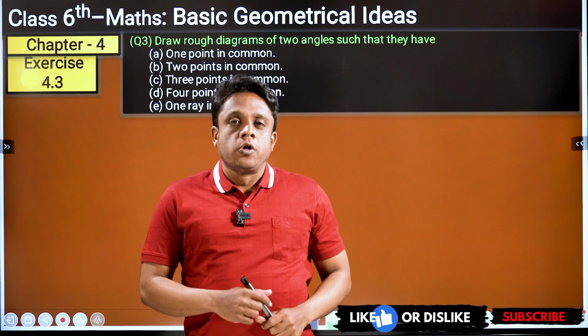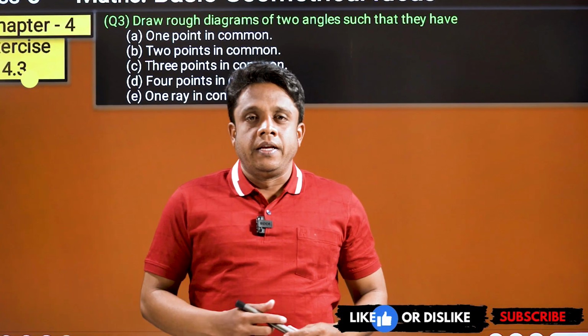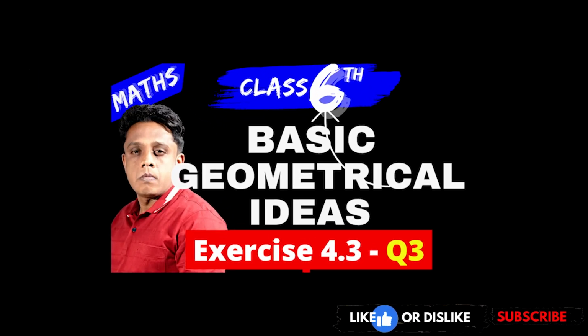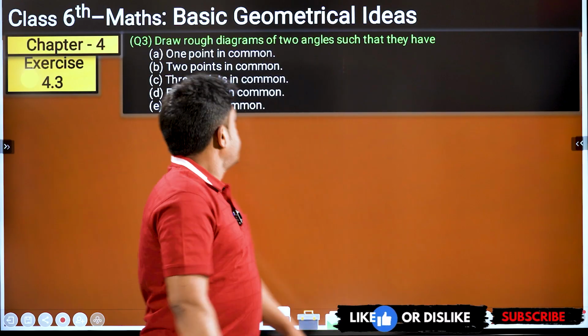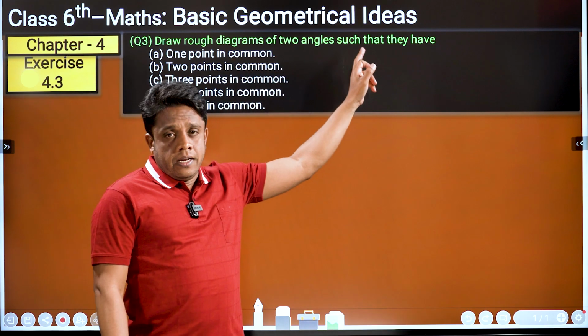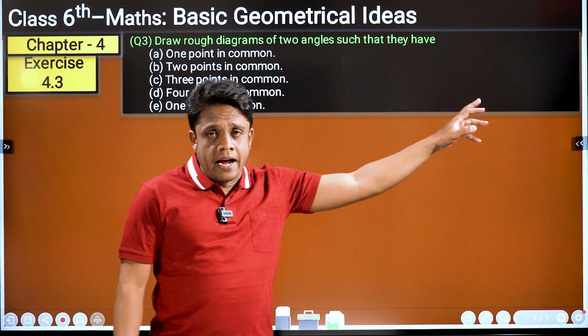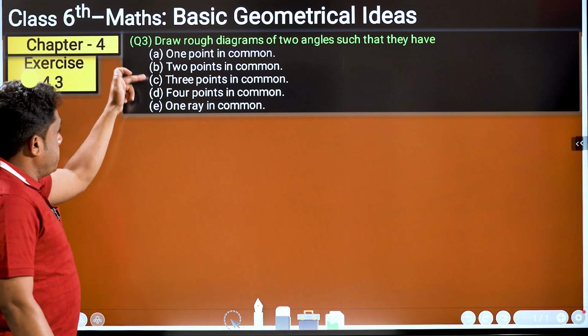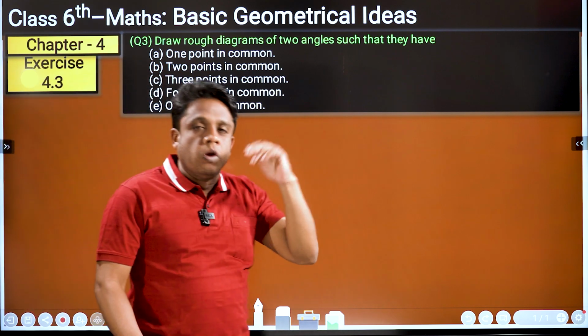In this video, I'm going to solve question number 3 from exercise 4.3. The question is, draw rough diagrams of two angles such that they have A part, B part, C part, D part and E part. So we will take one by one now.